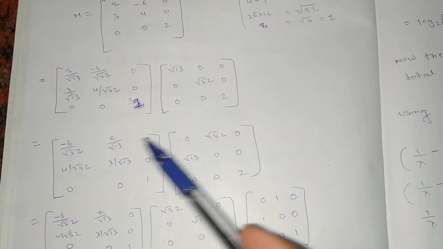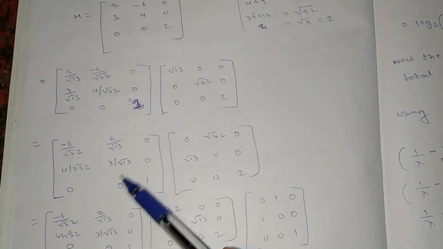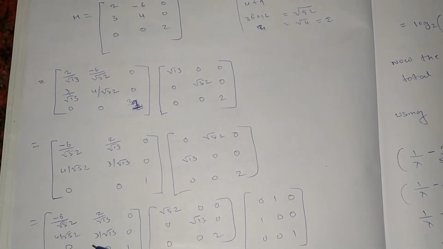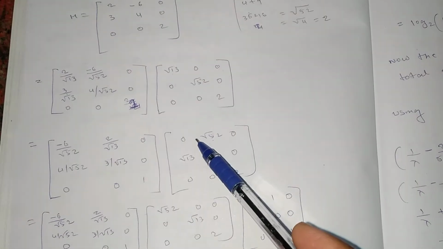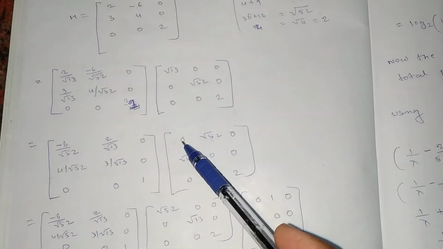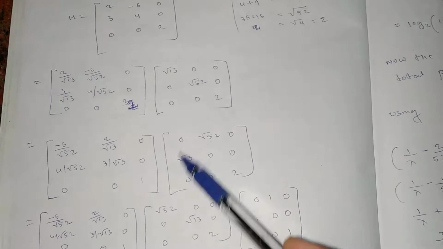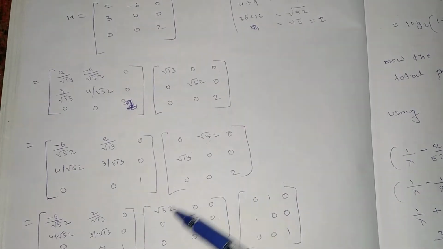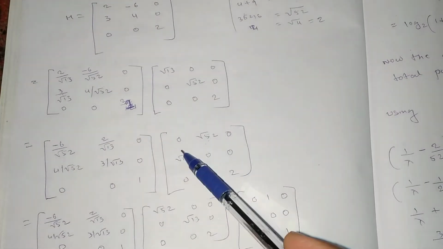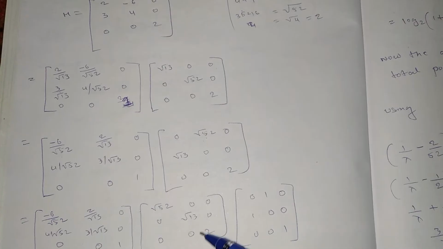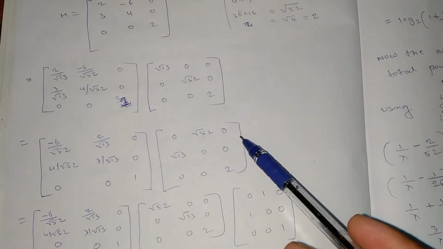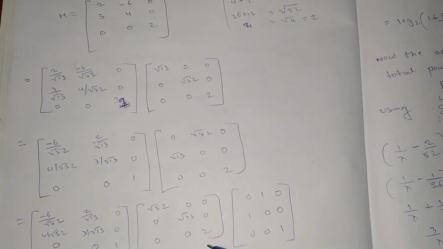So what I will be doing, just don't make any changes to this one. Write this one as it is and then change this column-wise. So root 52 I'm writing as the first column, so root 52 0 0, and the first column I'm writing as the second one. So 0, root 13 and 2 0, and other things are the same, that is the third column.